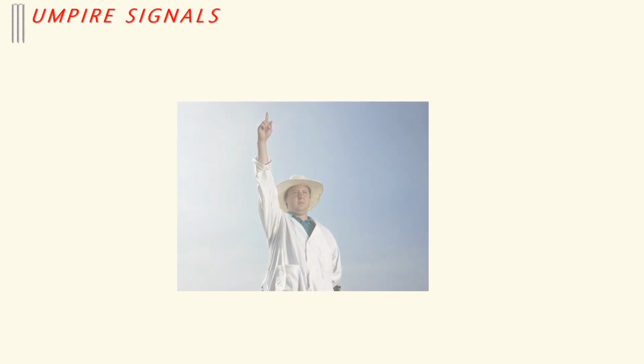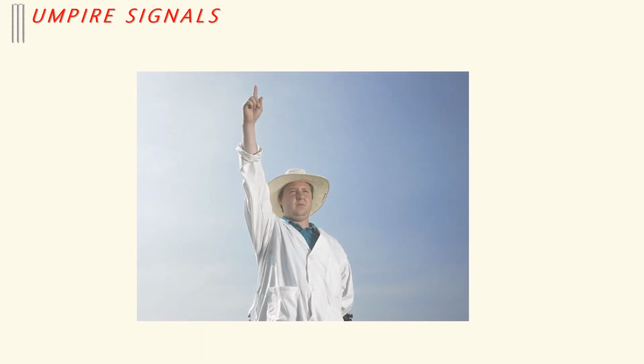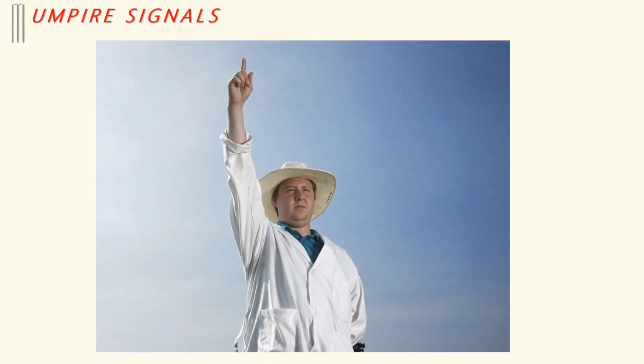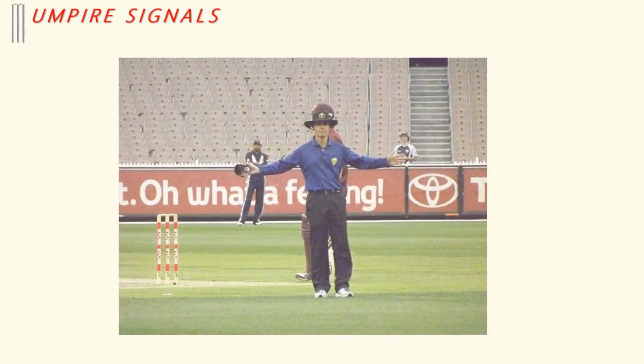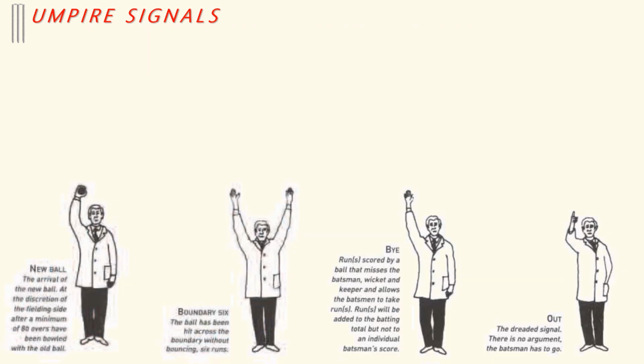Now let's talk about the umpire signals in the cricket game. To declare an out, the umpire raises his index finger. Generally, the umpire raises his arm and index finger to indicate that a batsman is out. A wide ball is signaled by extending both arms horizontally.